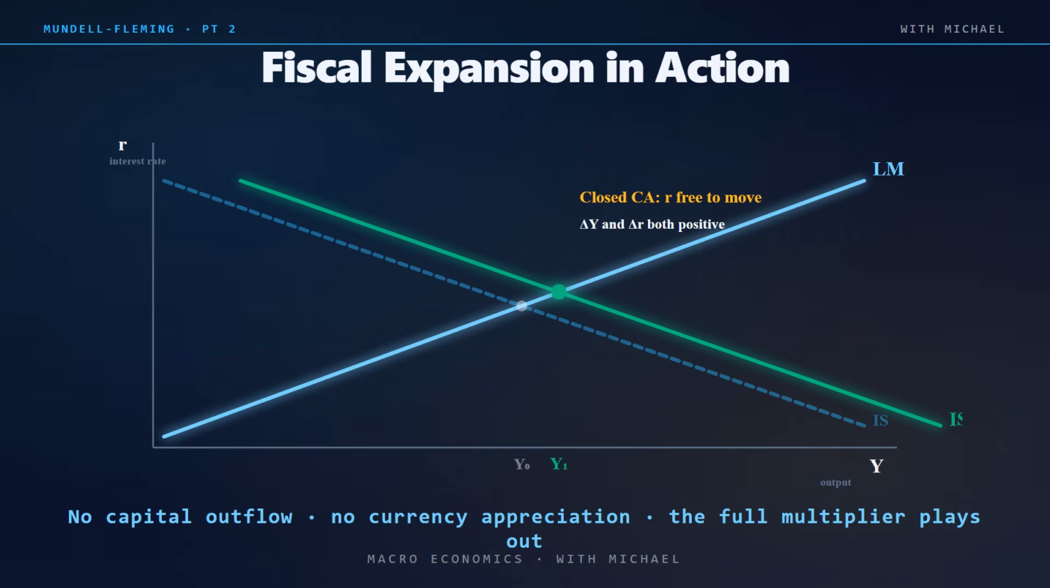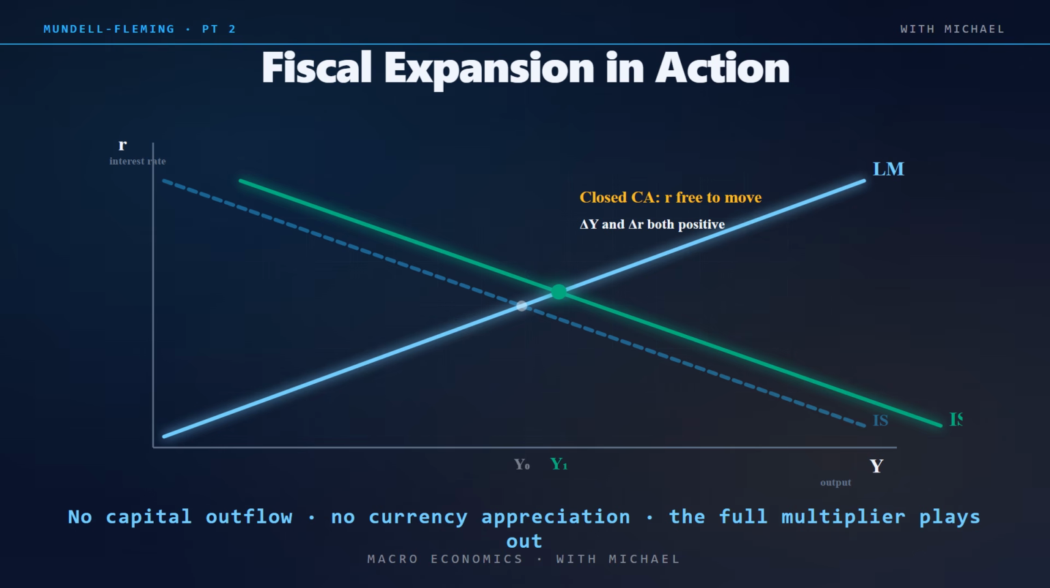The IS prime curve intersects the unchanged LM curve at a new point. Both output and the domestic interest rate are higher. The output increase is significant. The interest rate increase reflects the additional money demand at the higher output level. There is no capital outflow because the capital account is closed. There is no exchange rate appreciation because there is no capital flow that would push it that way.